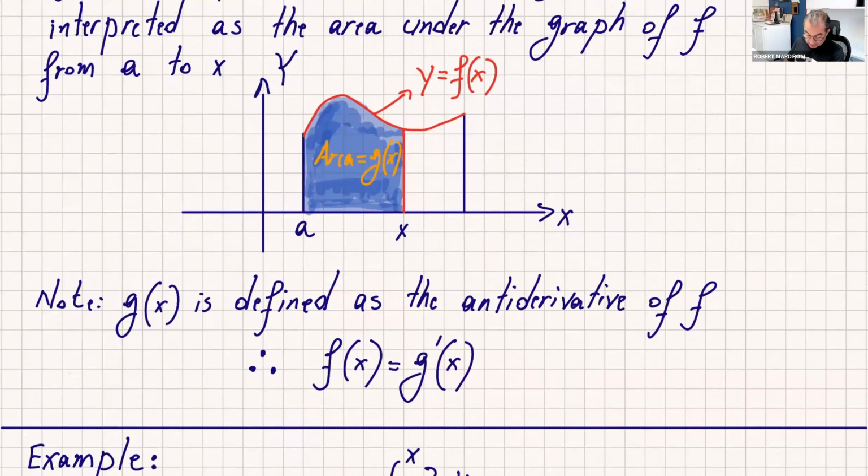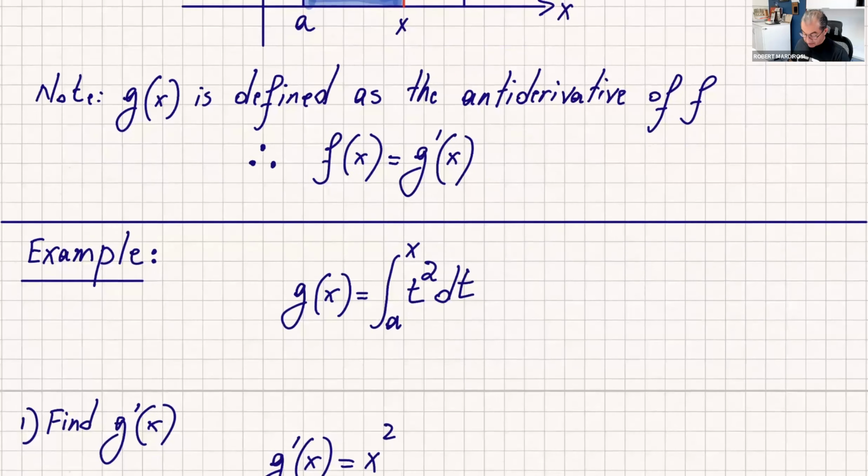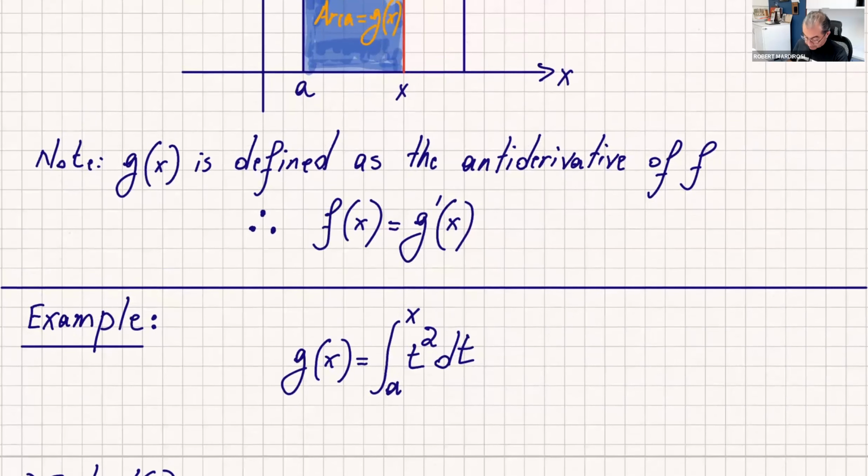Now, I put a note here for you. g of x is defined as the antiderivative of f. That means f of x is the derivative of g of x, or g prime of x equals f of x. Let's look at a simple example, see how this works.